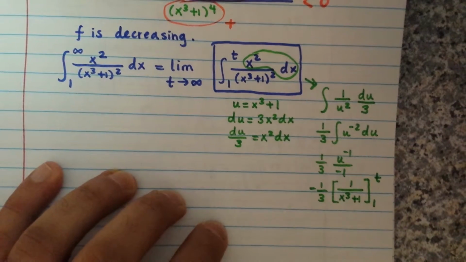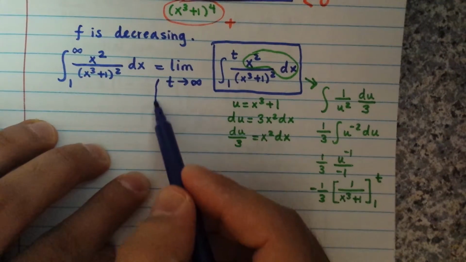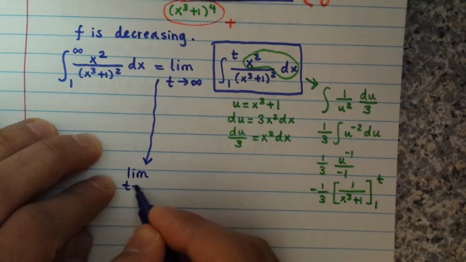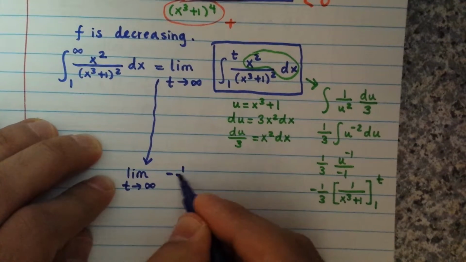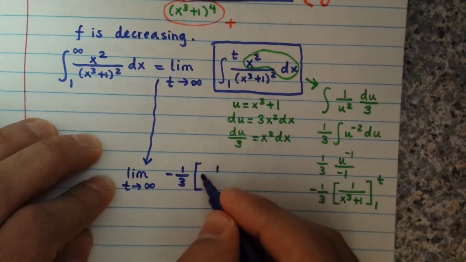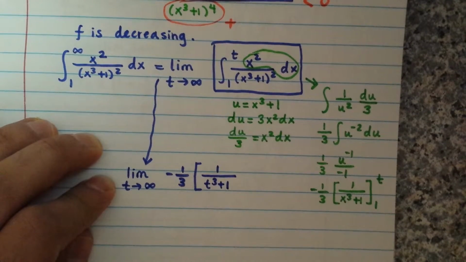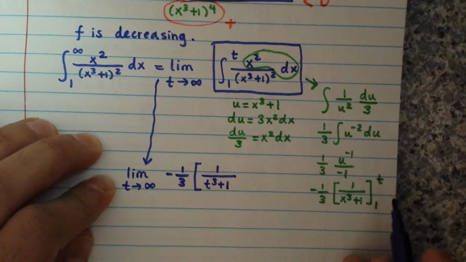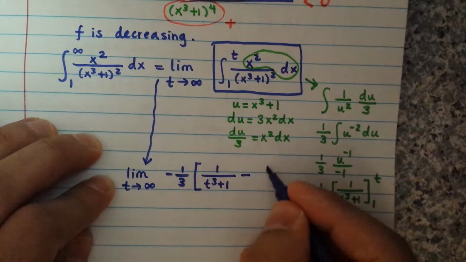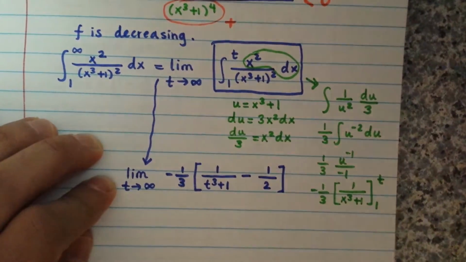And if you really rewrite the limit by computing this one, I'm going to continue from here. So I'm going to get the limit as t goes to infinity. Now I got negative 1 over 3 here, and on this side I plug in t first, 1 over t cubed plus 1, and then I plug in 1, so that will be 1 over 1 cubed plus 1, which will be minus 1/2. This is what we get.